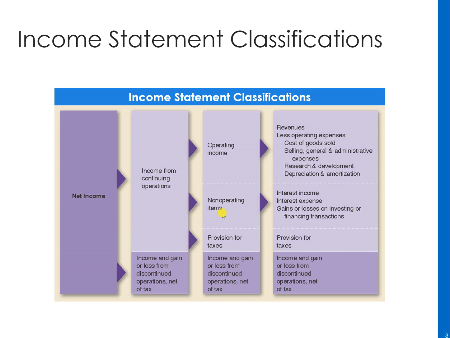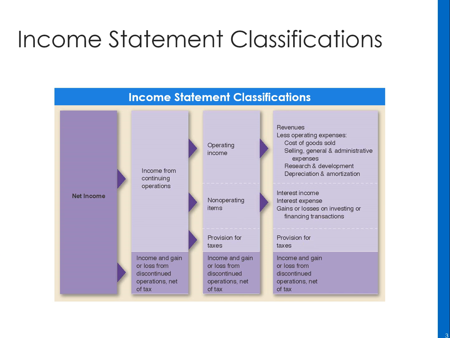Both operating income and non-operating income are reported before tax. So we're going to have the tax part. The provision for taxes is the third component of income from continuing operations. Right here are some examples, listing items for each of these incomes.